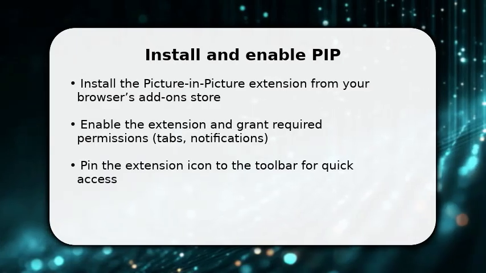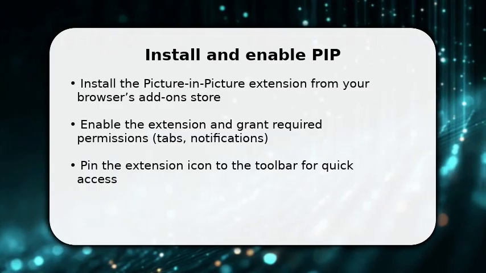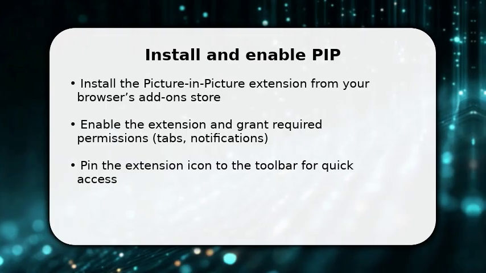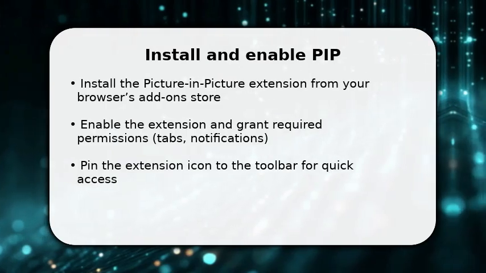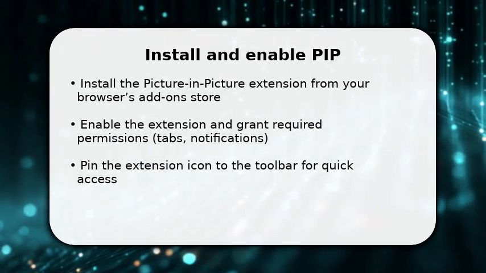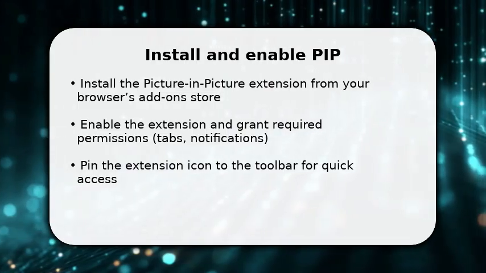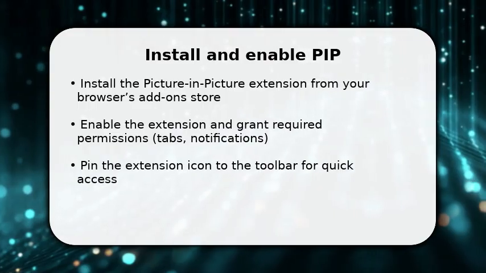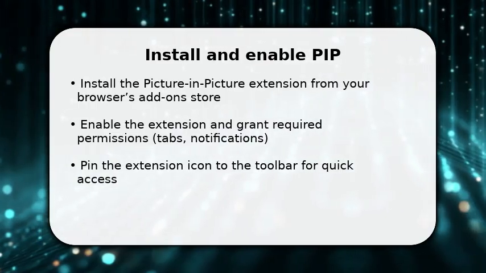You'll start by installing and enabling the picture-in-picture extension so you can call the player anytime. Open your browser's add-ons page, add the extension, and accept permissions for tabs and overlays. This allows the floating window to remain on top. Once done, pin the extension to your toolbar so it's always visible.